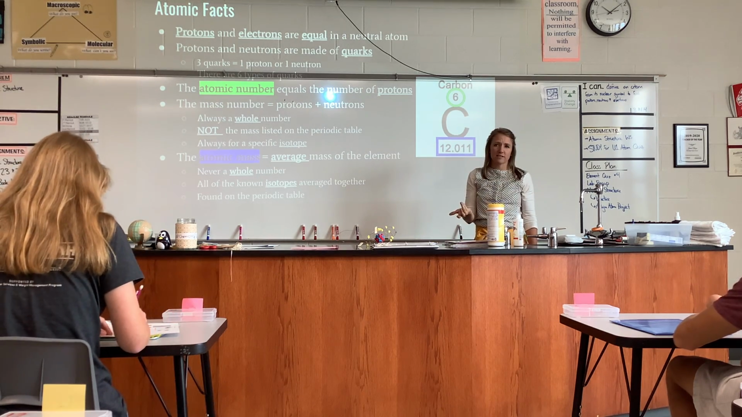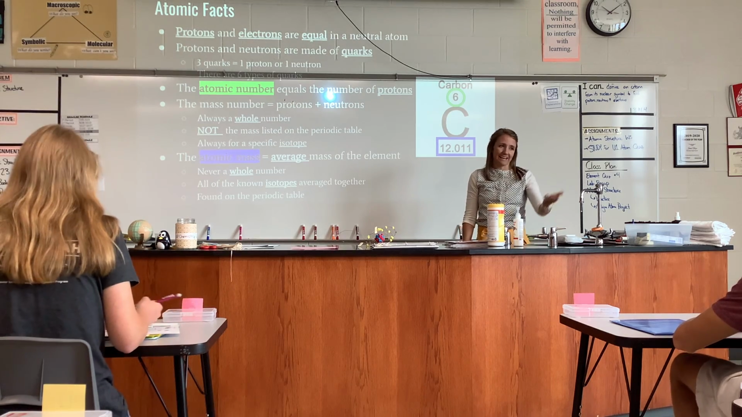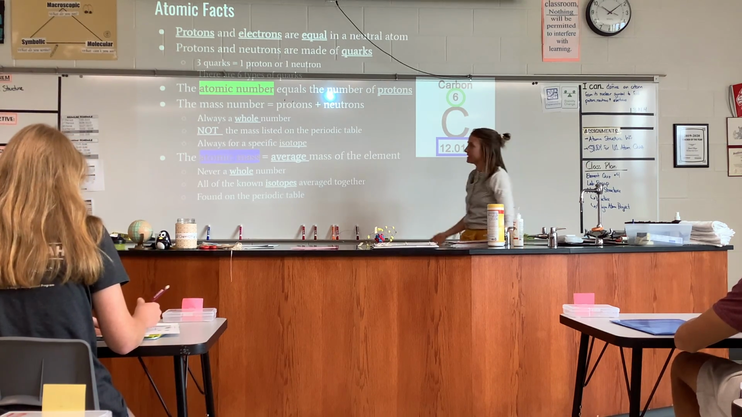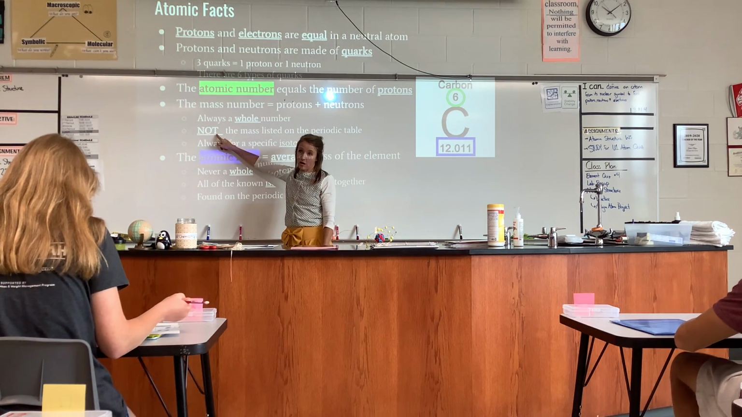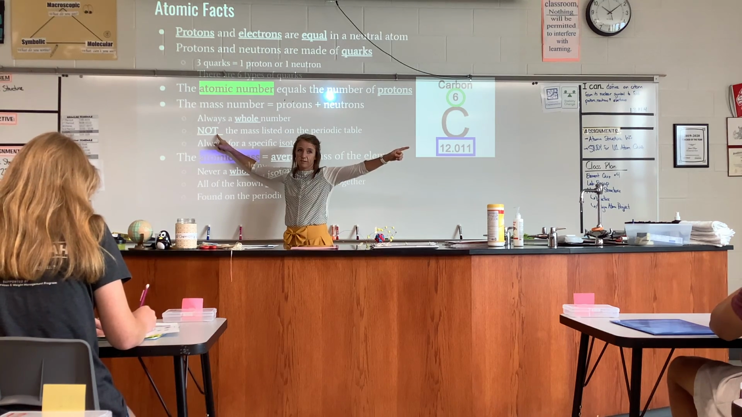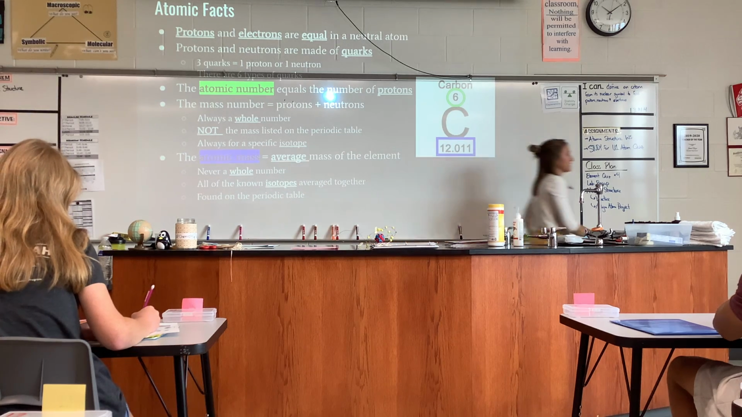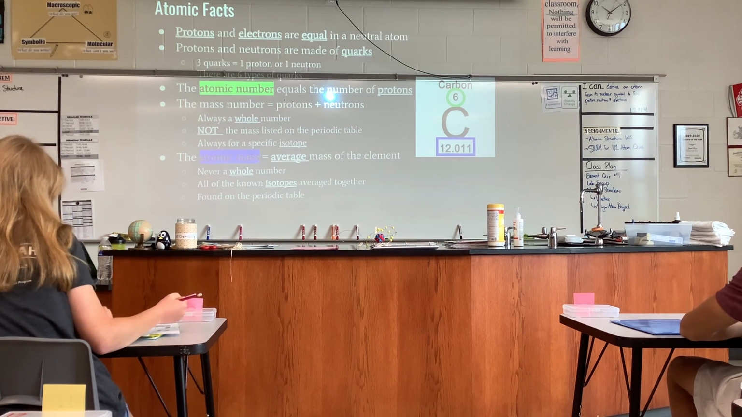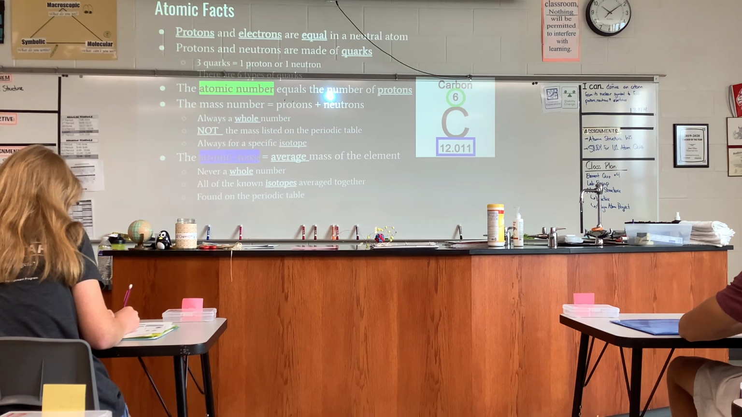Why do we not include electrons? They're tiny, right? We would add them in and then round them away, so it doesn't really change anything. Okay? But this is very important: the mass number is not on the periodic table. What's on the periodic table is the average. And we'll do the calculation today: this is determined by averaging all the mass numbers that exist.